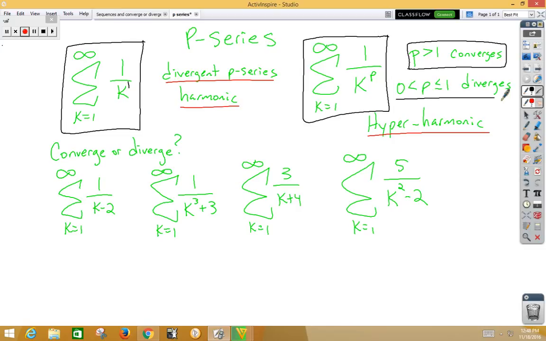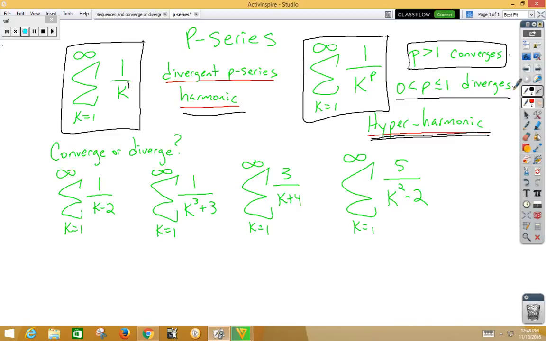If you've got p being between 0 and 1, including 1, because including 1 is the harmonic series, then your series is going to diverge because your denominator is going to get smaller, which means the value of the fraction is going to get larger. This is called a hyperharmonic series. Now, the hyperharmonic is a general classification including both converge and diverge. So the divergent P-series or harmonic series is a subset of hyperharmonic.